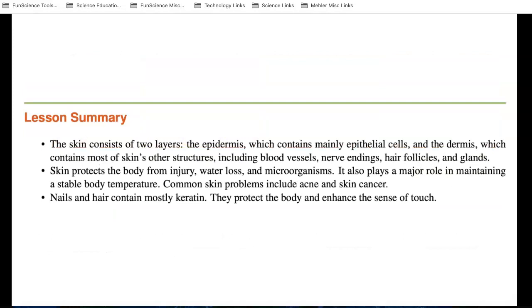So make sure that you know that the skin consists of two layers, epidermis and dermis. It protects us from injury, water loss, microorganisms. Nails and hair mostly contain keratin. So make sure you read the sections 16.3 and 16.4 carefully and be ready for the quiz.